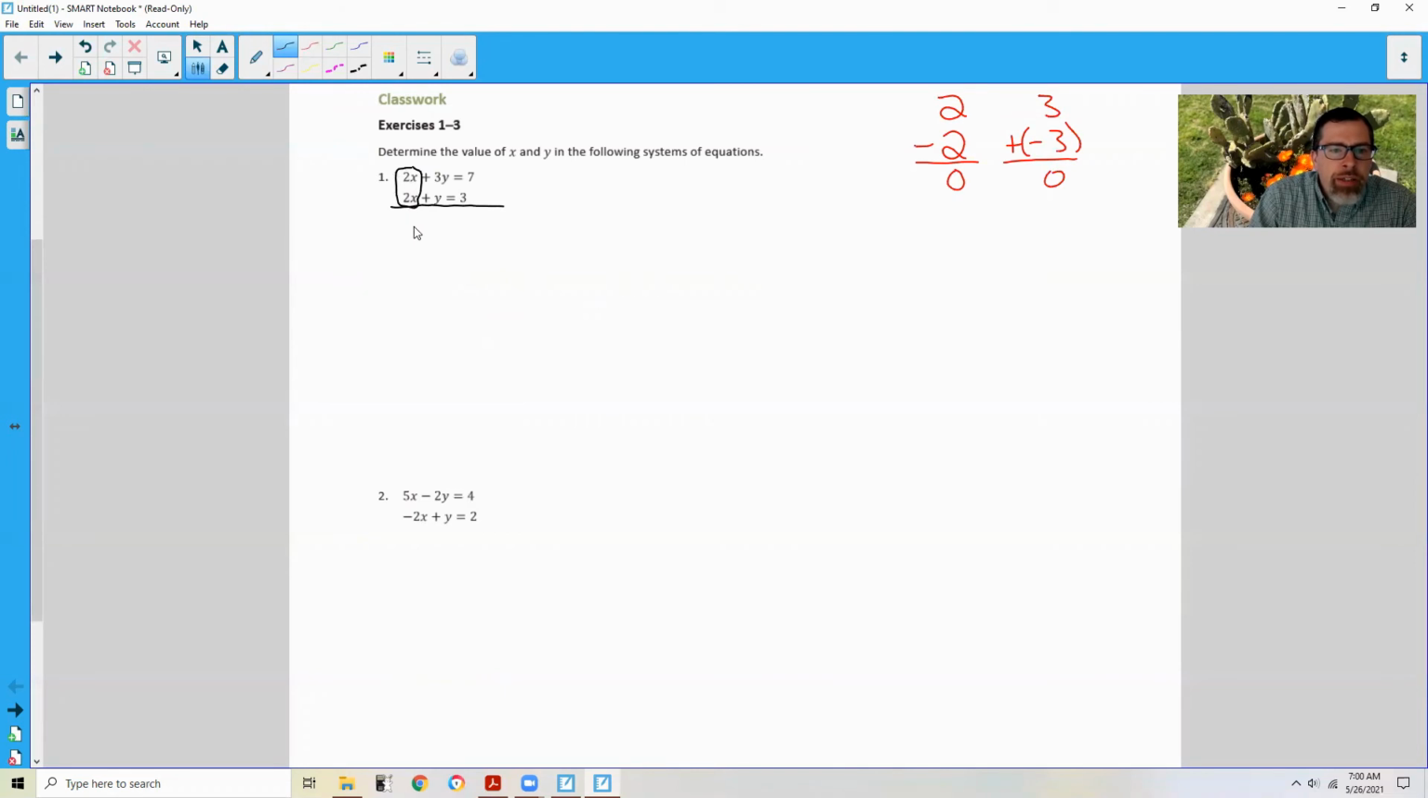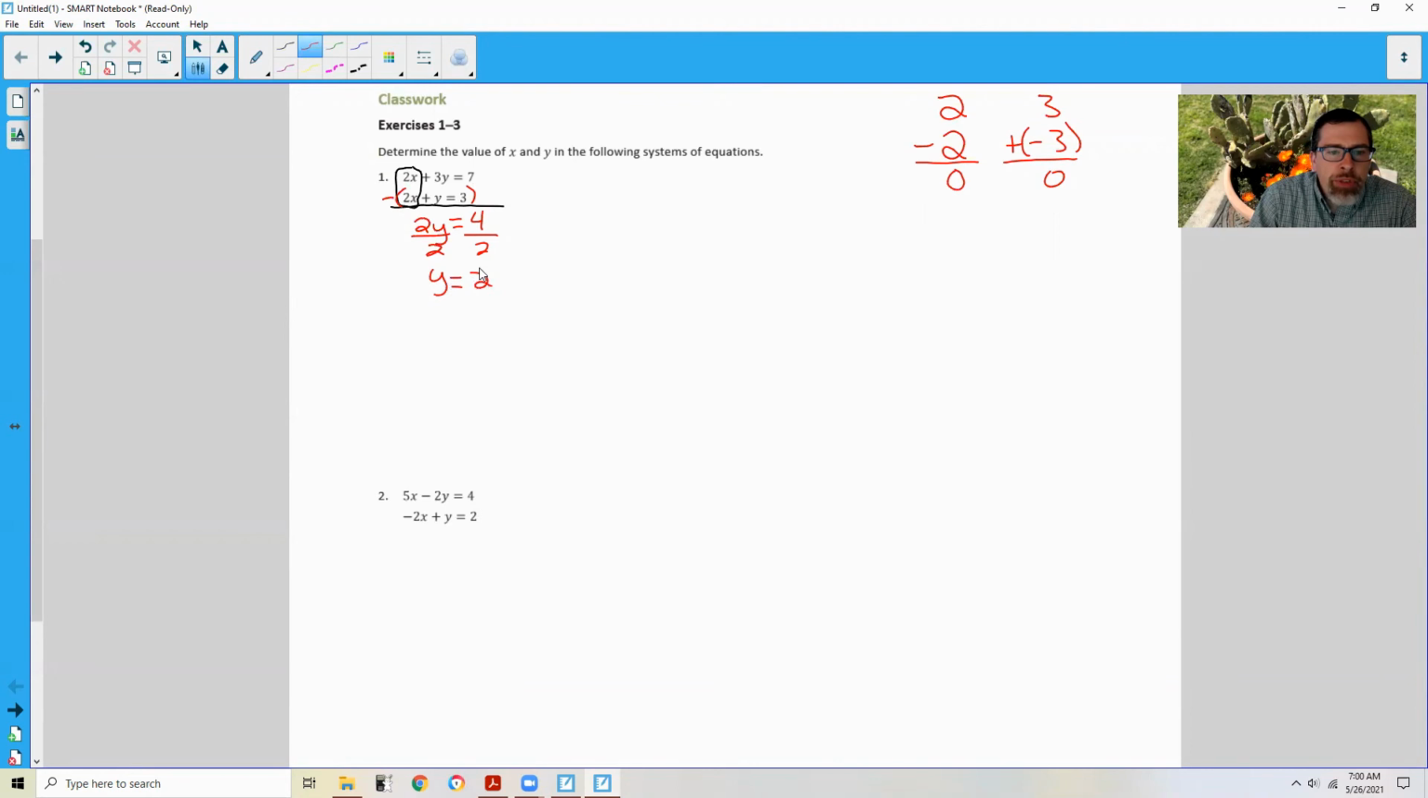2x minus 2x is 0x or just 0, and 3y minus y. So what I'm doing here is subtracting because they're the same. So I put a minus sign out in front and it probably wouldn't hurt to put parentheses around it. You're subtracting everything. And 3y minus y is 2y. 7 minus 3 is 4. Divide both sides by 2 and we get y equals 2.